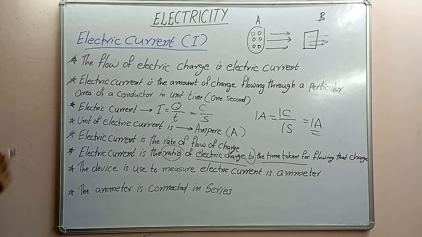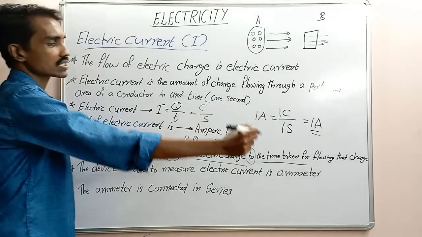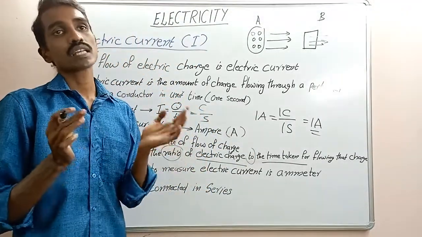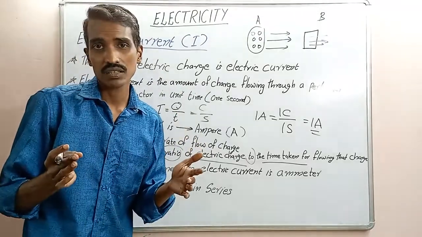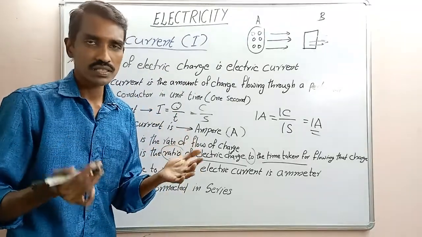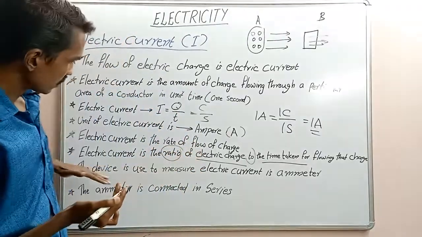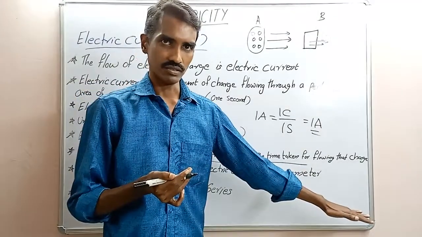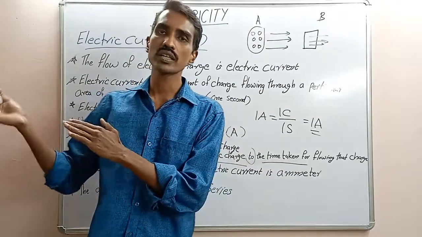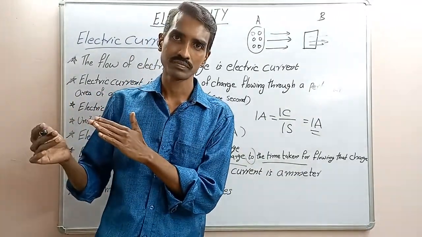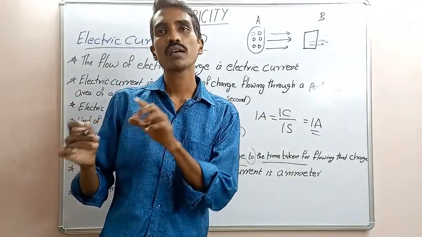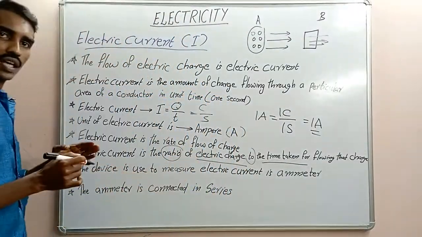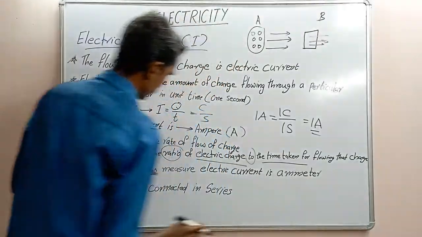Next, the device used to measure electric current is the ammeter. It measures how much current is there in a circuit. This ammeter is also present in your home, where a meter reading is there. Clear? So the ammeter is there.